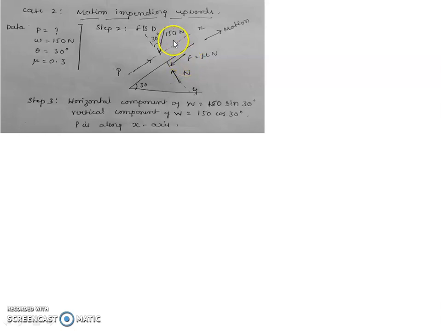Now, what is the horizontal component of this weight? We will see. Horizontal component means with respect to the x-axis. The x-axis is in the left side direction. That is, arrow 2 is towards the left side, and it is given by 150 sin 30 degrees. And the vertical component becomes 150 cos 30 degrees. P is along the x-axis, so there is no vertical and horizontal component for this pressure P. It is acting on the axis itself.